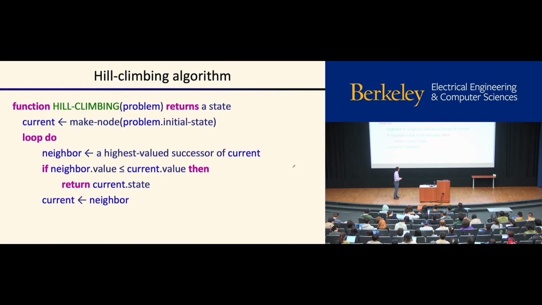And then if we find a neighbor that has a higher value than our current value, we move towards that neighbor, right? We set our current state to be equal to the neighbor state. But if the best possible neighbor is less than our current state, or if it's equal to our current state, then we have not found a higher point on our landscape, and so we just return the current state. We give up. We quit the search.